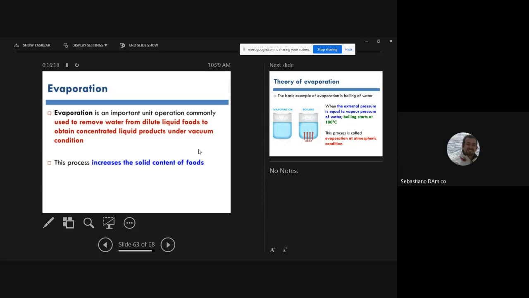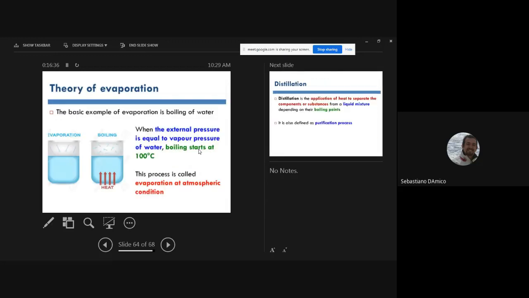evaporation is another operation commonly used to remove water from dilute liquid food to obtain concentrated liquid products under vacuum condition. This process increases the solid content of food. The basic example is the evaporation of water, but in order to dry several foods, we try to get all the extra water content out.